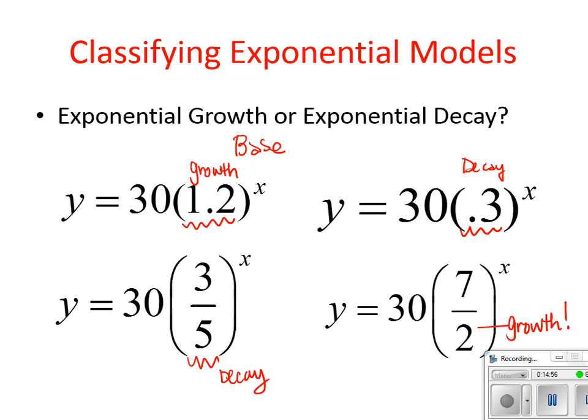All right, so we have been able to graph exponential growth and decay models, identify domain and range, talked about that word asymptote and what it means, and how to classify them.